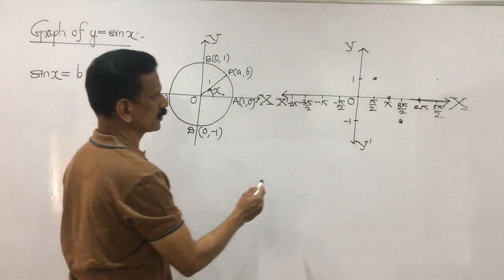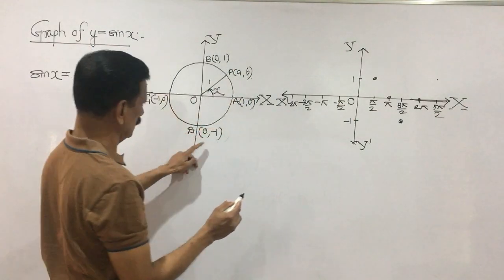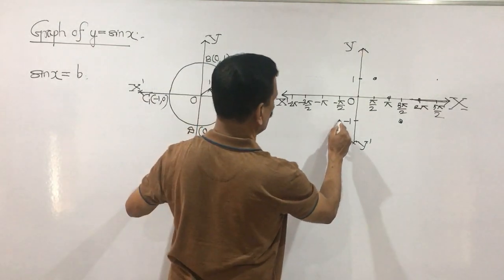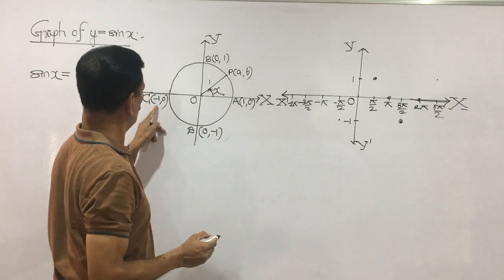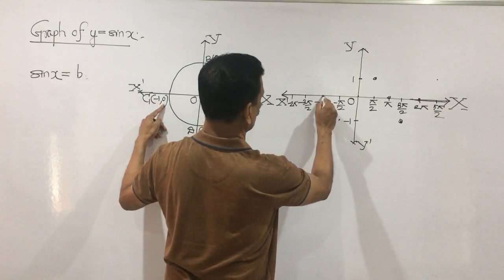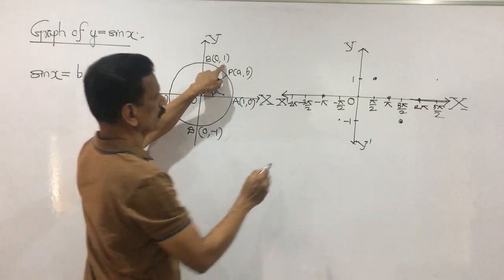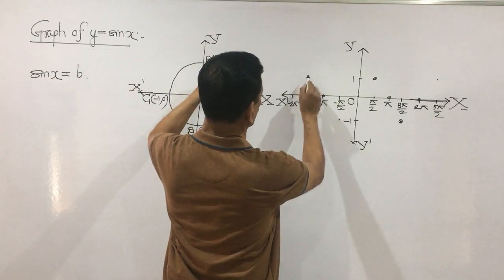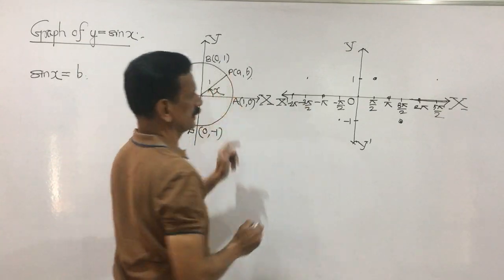If you go in the reverse order, sin minus pi by 2 comes here, and its value is minus 1. I put the point here. When it is minus pi, the value is 0, so it comes here, and I put the point. Sin minus 3 pi by 2 comes here, and its value is 1. Minus 2 pi means again we get a complete round, so we get 0 here.